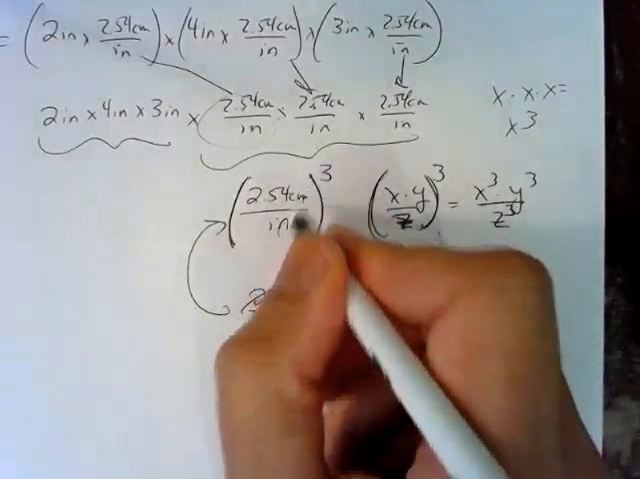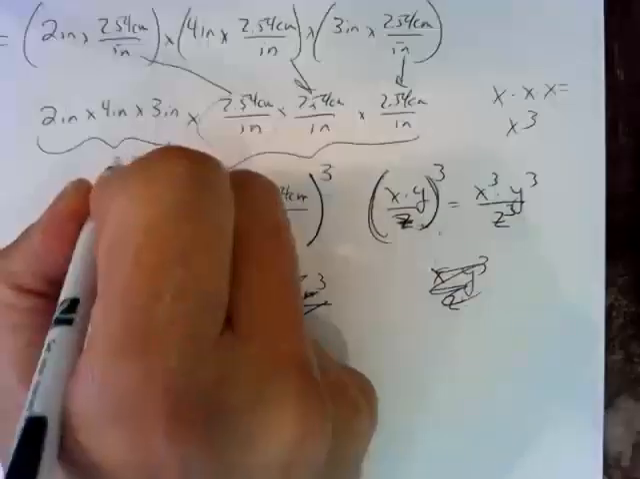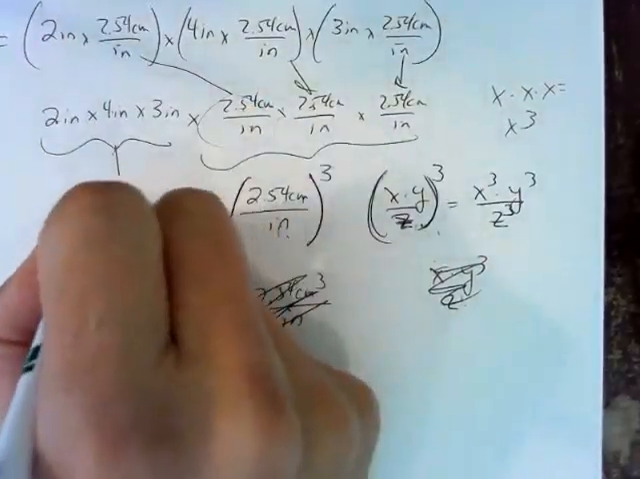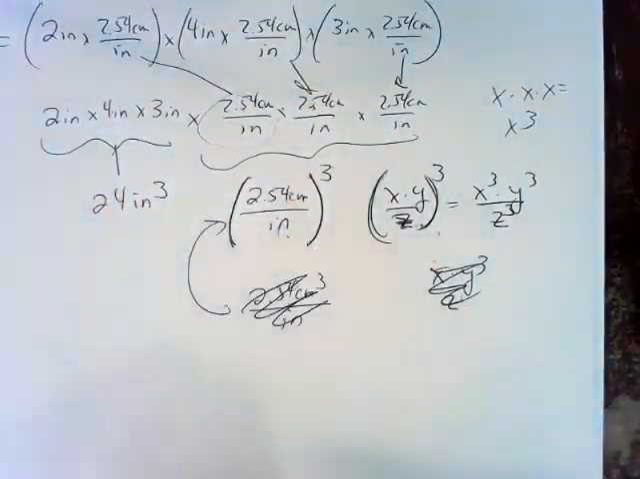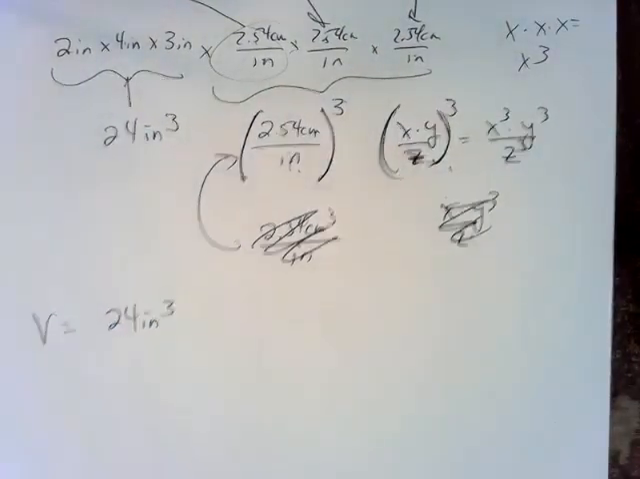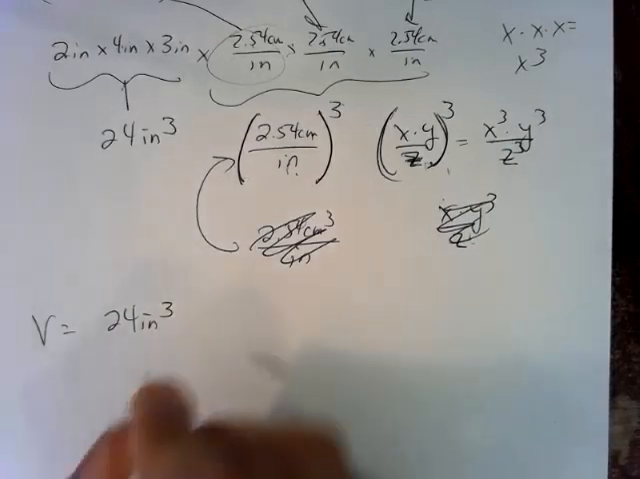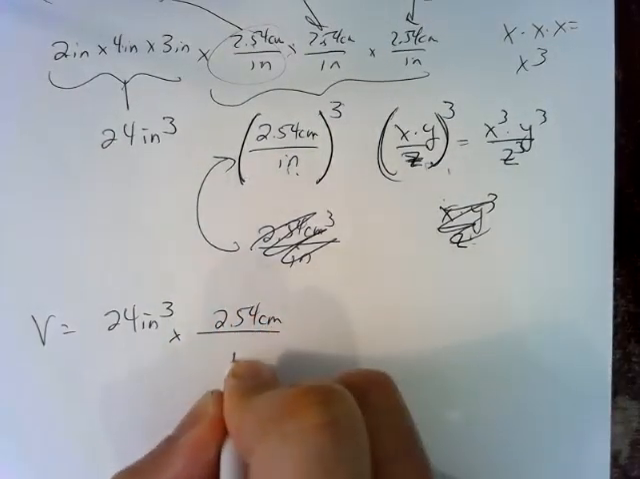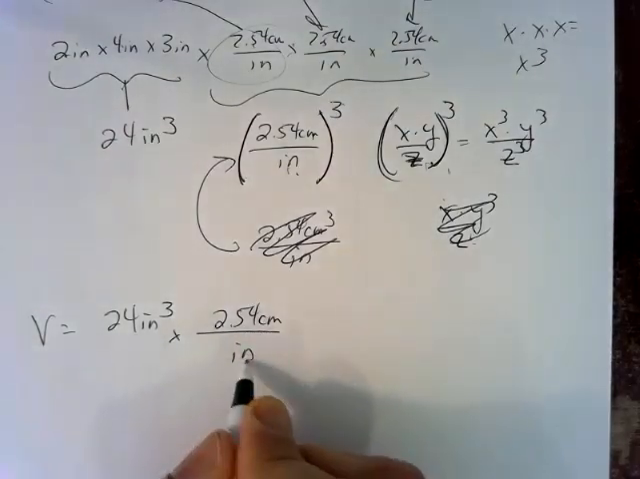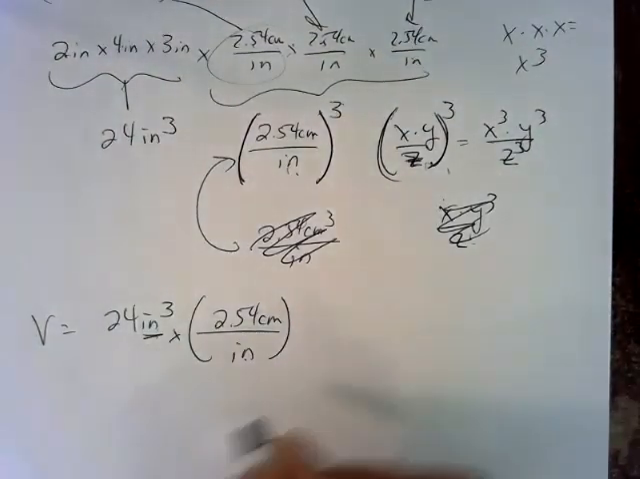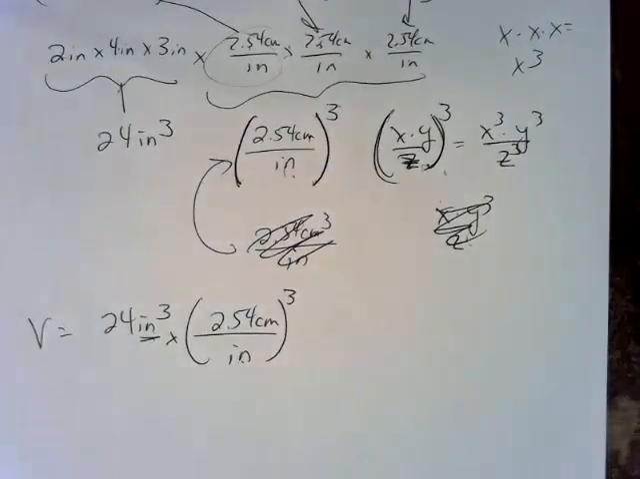2.54 centimeters per inch cubed. This whole thing would come back to what we saw before, 8 times 3, 24 inches cubed. So now our volume would be 24 inches cubed. That's the volume we originally calculated. And now notice what happens. We can say times 2.54 centimeters per inch. That's going to get our inches. But because the inches here are cubed, we know that we need to cube that whole conversion factor.